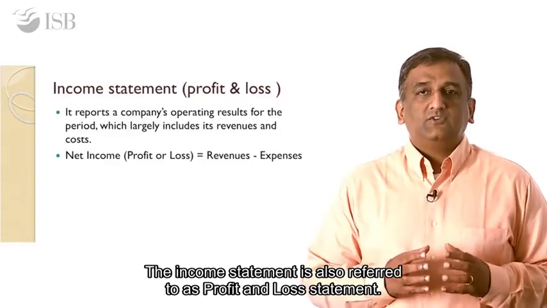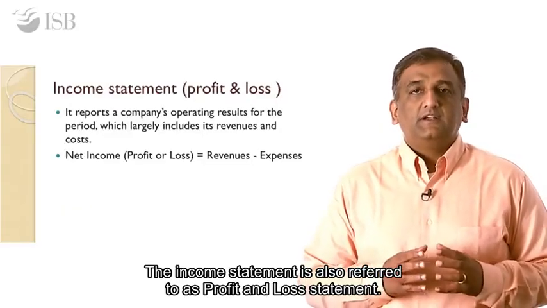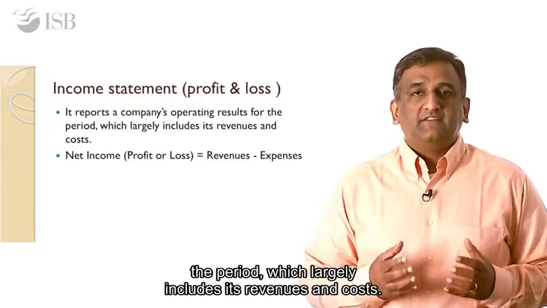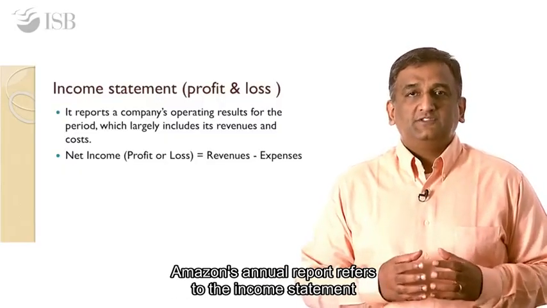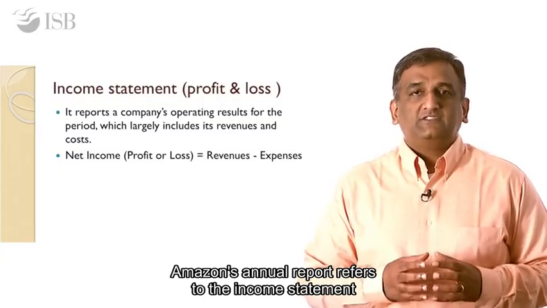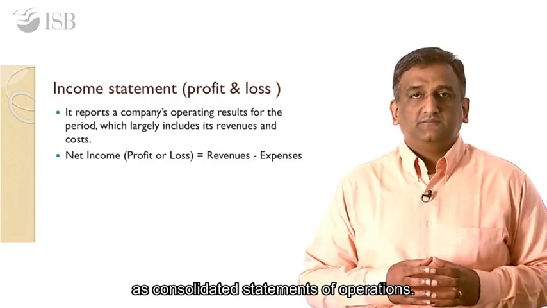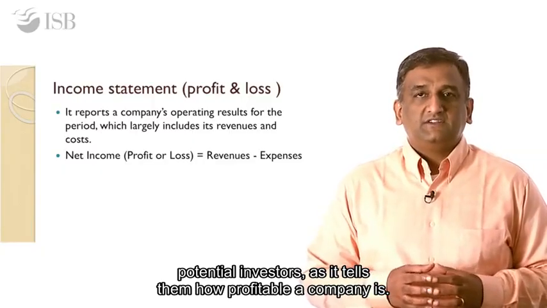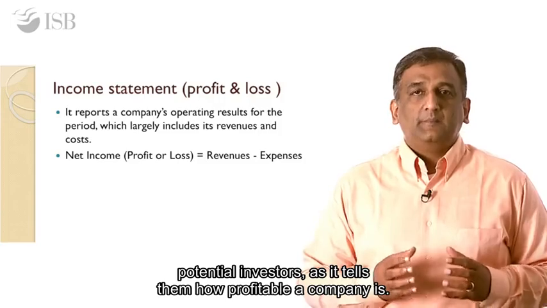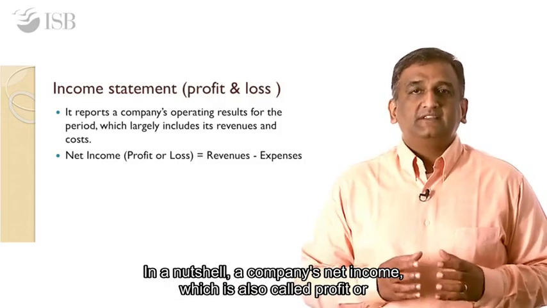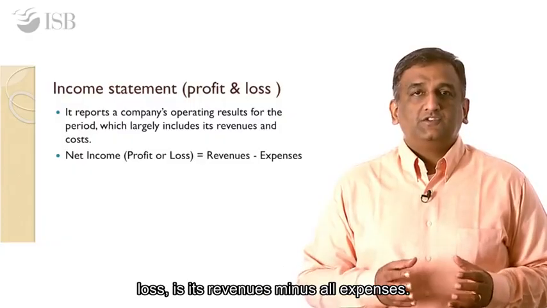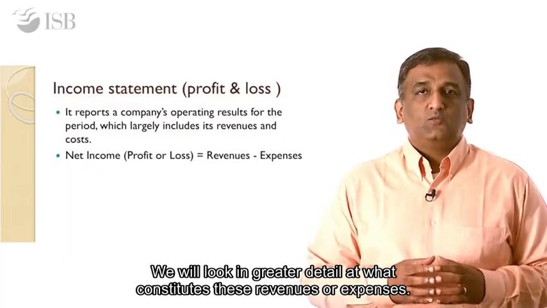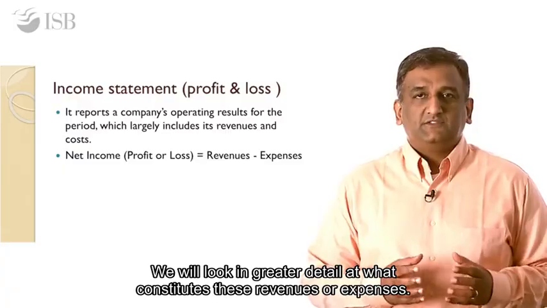The income statement is also referred to as profit and loss statement. It reports a company's operating results for the period, which largely includes its revenues and costs. Amazon's annual report refers to the income statement as consolidated statements of operations. The income statement is of interest to analysts, investors, and potential investors as it tells them how profitable a company is. In a nutshell, a company's net income, which is also called profit or loss, is its revenues minus all expenses. We will look in greater detail at what constitutes these revenues and expenses.